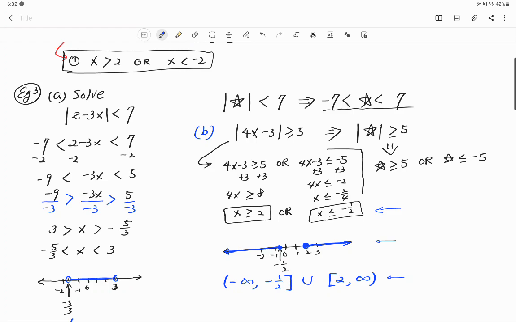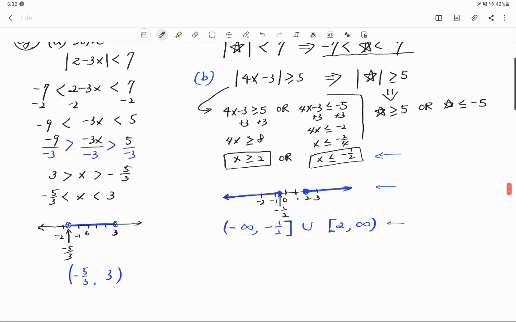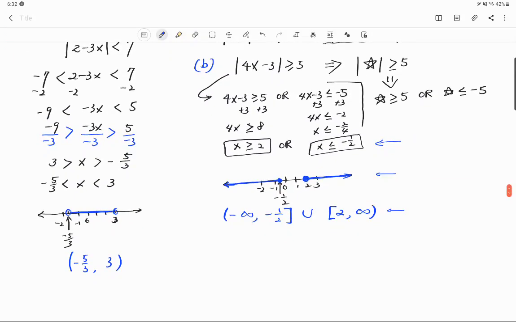Okay, how about A? Problem A is this one. The interval is between 2 points, so we can use the interval notation like this. Negative 5 over 3. This number is not included, so put parentheses, then a comma, followed by the number on the right. Since 3 is not included, also use the parentheses.